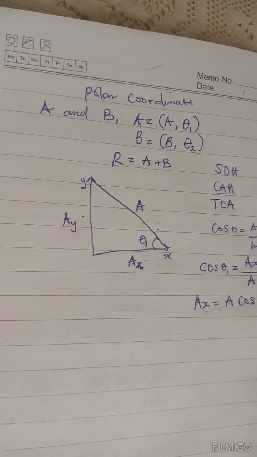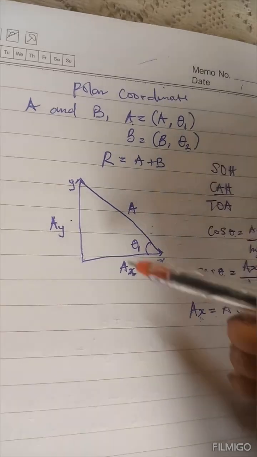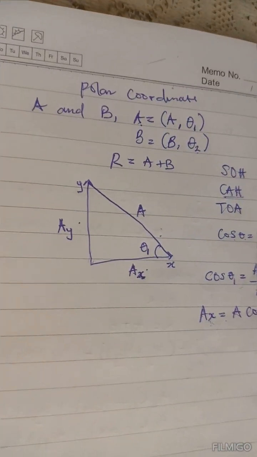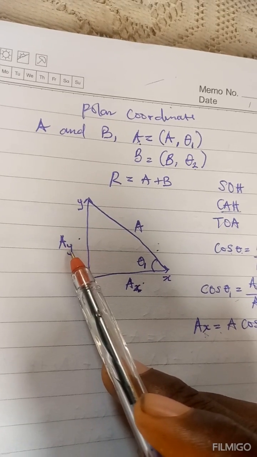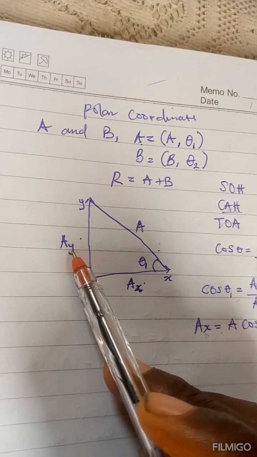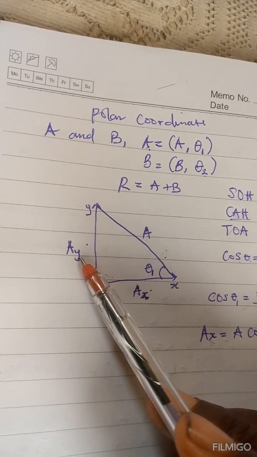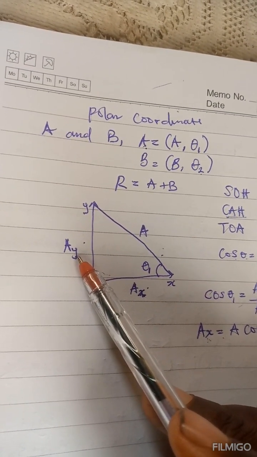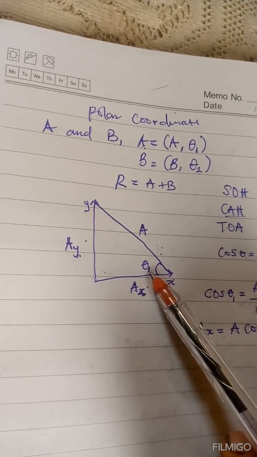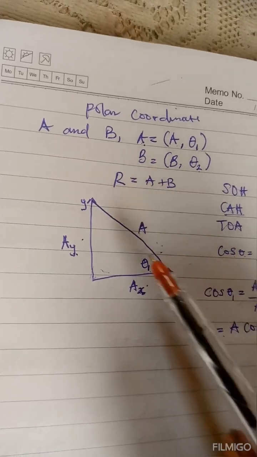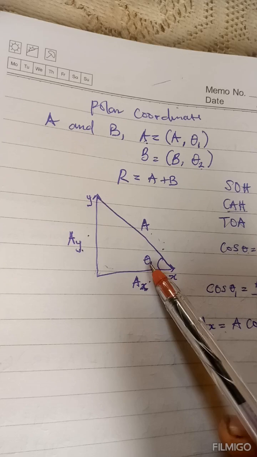The same thing for the y-axis, the y component. If I'm looking for the y component of vector A, I'm going to be taking the hypotenuse and my angle.